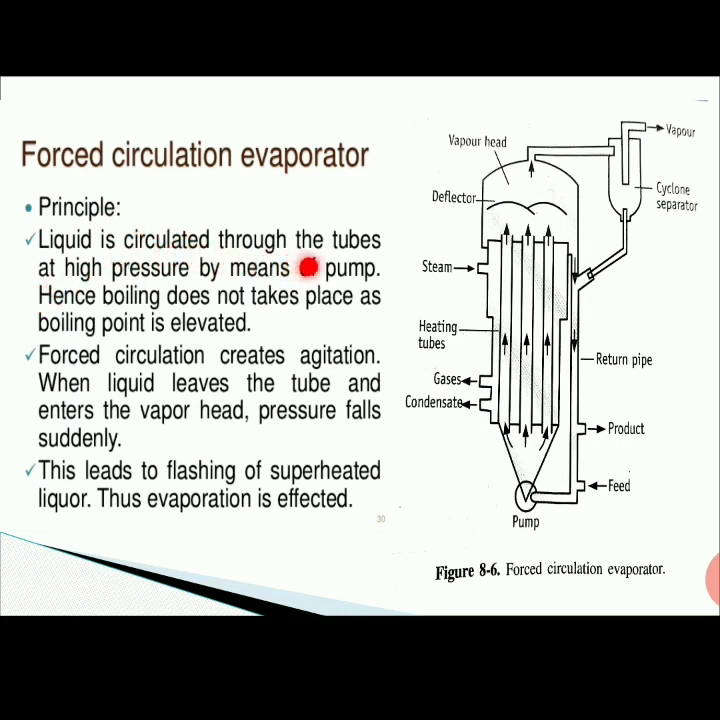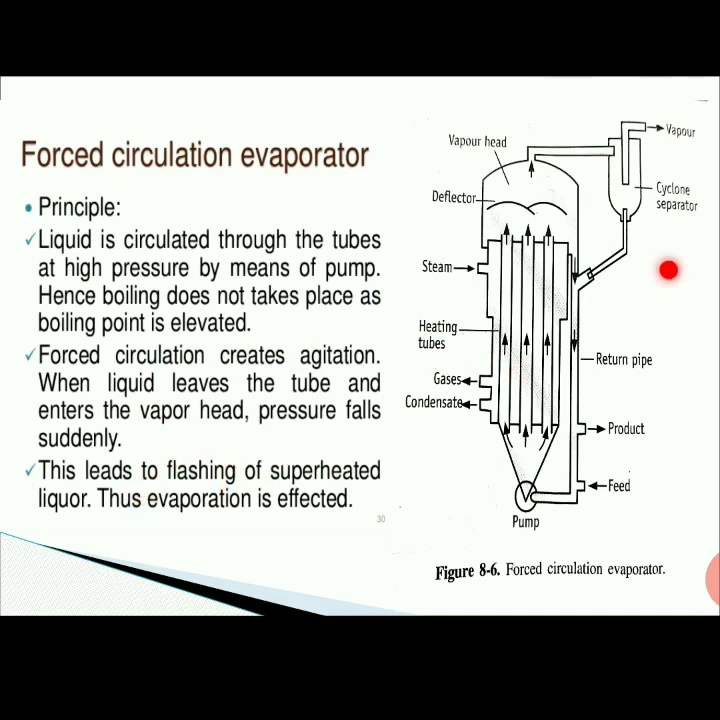The liquid is circulated through the tubes at high pressure by means of a pump, and hence boiling does not take place. Boiling point is elevated due to this pump. Then forced circulation creates agitation when liquid leaves the tube and enters the vapor head. Pressure falls suddenly and this leads to flashing of supernatant liquid and the evaporation is effected. This is the whole process of the forced circulation evaporator.